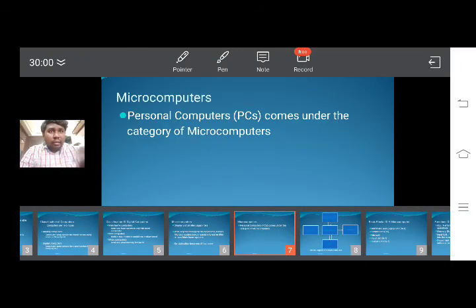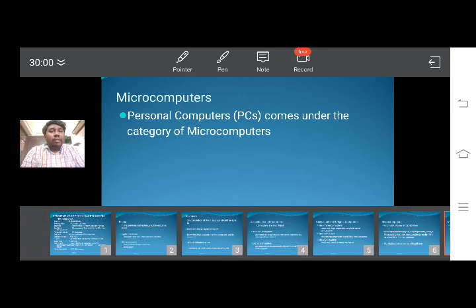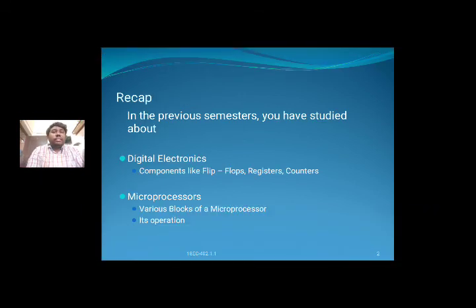here personal computers come under the category of the microcomputers. But here, if you want to discuss the microprocessor, first they designed the digital computers as well as the microcomputers. Then they increased the speed of the programming or the execution of the functions in the computers.